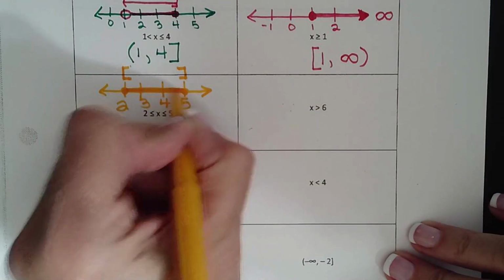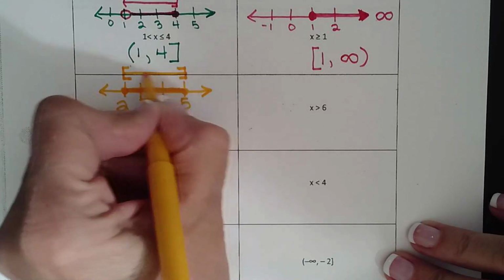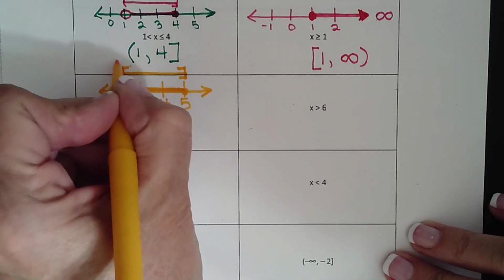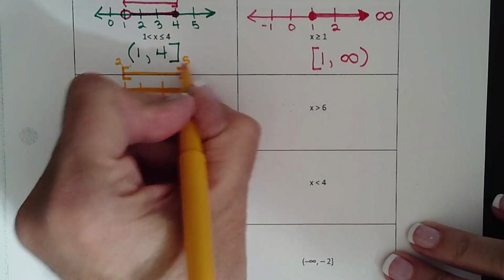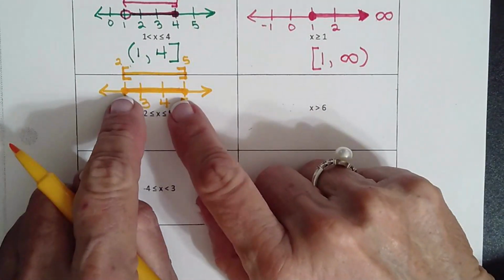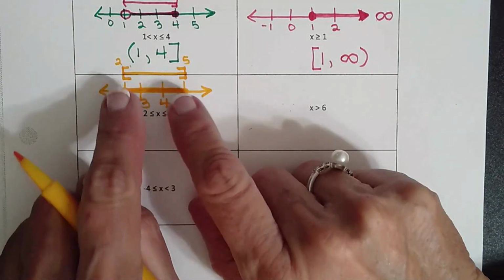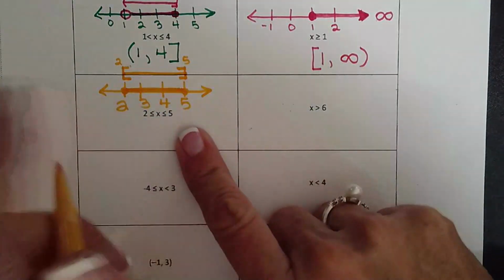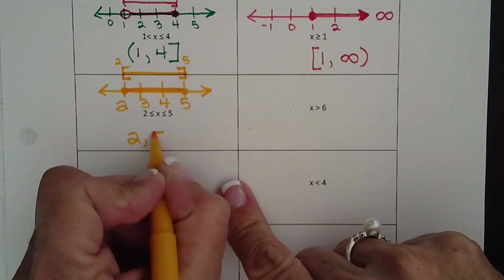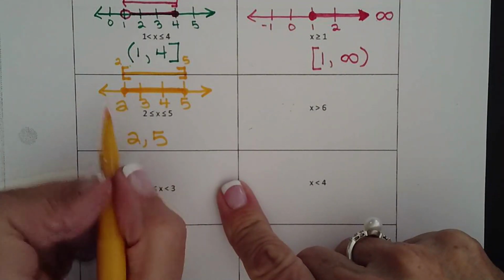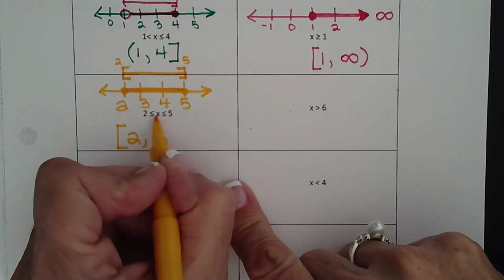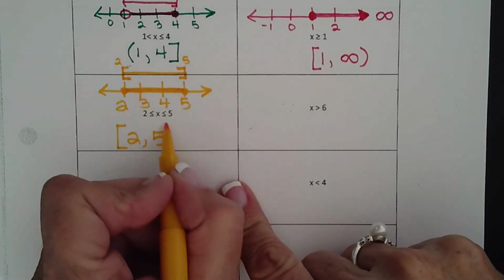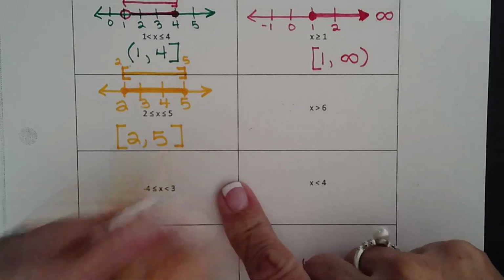So this would be your solution set, everything in between. And then for your interval notation, just drop down in the same order. The two endpoints are 2 and 5, so you write 2, 5, solid circle, or an equal sign means bracket, solid circle, or an equal sign means bracket.